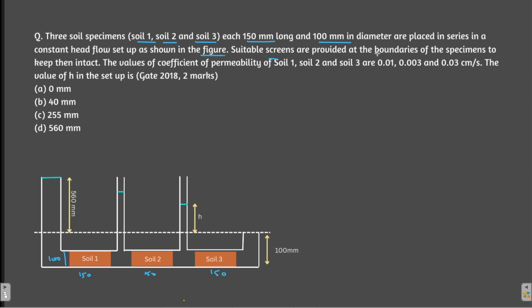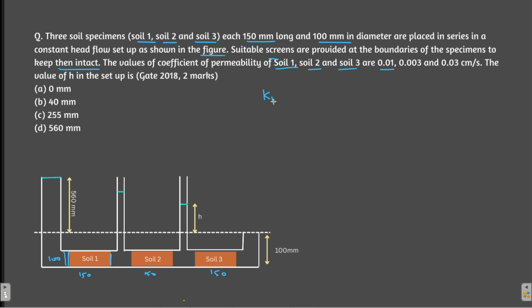Suitable screens are provided at the boundaries of the specimen to keep them intact. So the soils are not mixing with each other. Why? Because there are suitable screens provided at these soils. Okay. The values of the coefficient of permeability of the soil 1, soil 2 and soil 3 are, let me write this down.